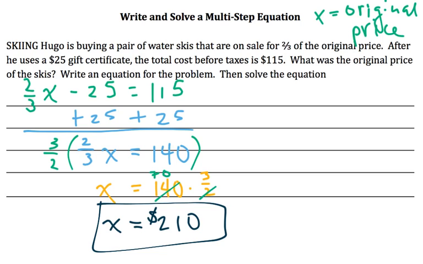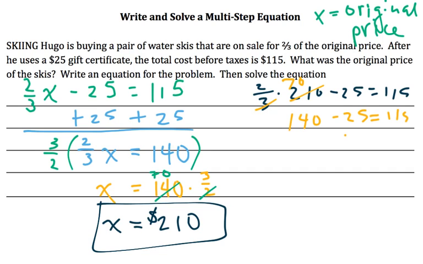But let's check it in our equation first, even though I think it's better to check it in the real-world problem. I want to check it in the equation just so we can get our work on paper. So 2/3 of 210 minus 25 is 115. Well, 210 over 3 becomes 70, times 2 is 140. And yeah, you do get 115 on the left and 115 on the right. And you're good to go there.